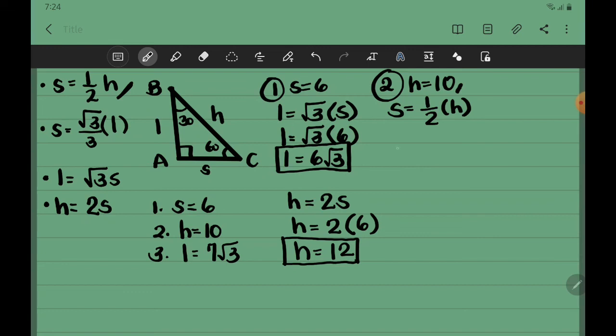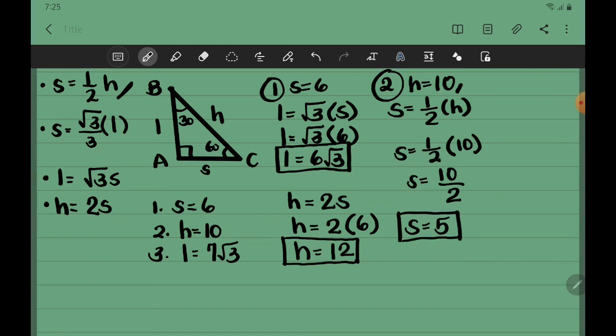And then, substitution lang. So, we're going to have 1/2 times 10. And then multiply. So, 10 times 1, we're going to have 10 over 2. And 10 divided by 2, that would be 5. Kalahati ng 10, 5. So, that is our shorter leg. Now, we can solve for our longer leg. Kasi, meron na tayong value ng shorter leg.